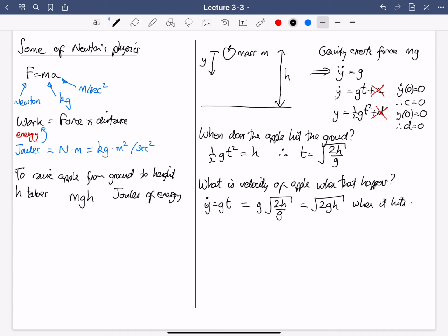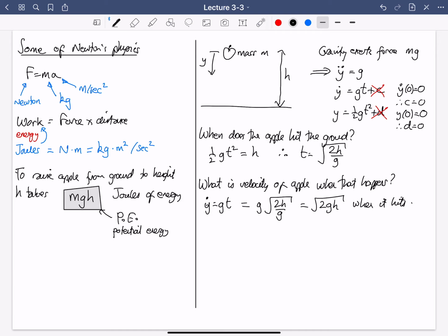Okay, so if you imagine the apple is sitting on the ground and you need to lift it up to height h, you need to put in mgh joules of energy to do that. So that's going to be a very important formula, mgh. So that's called PE, potential energy. Okay, so that energy you put in to lift the apple off the ground to height h is mgh. That's a very useful formula. Potential energy is mgh to lift a mass m near the Earth's surface to a height of h.